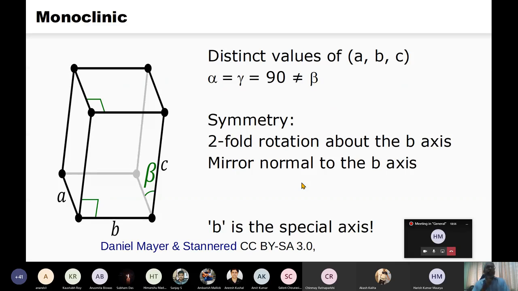All right, some additional symmetry elements arise when you go to the monoclinic. And so they do have distinct values of a, b, and c.